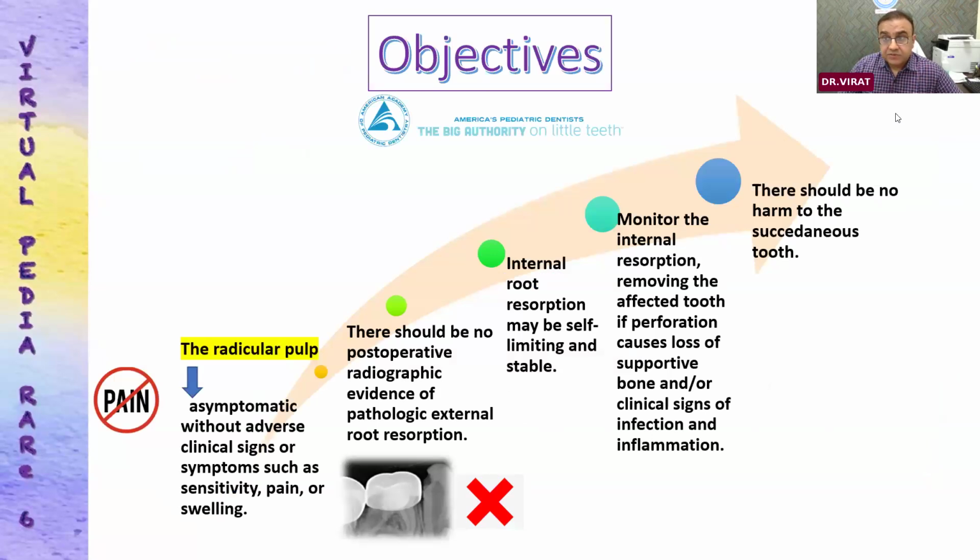AAPD laid down the objectives of pulpotomy, in which the first objective is the radicular pulp should be asymptomatic without adverse clinical signs or symptoms such as sensitivity, pain, or swelling. There should be no post-operative radiographic evidence of pathological external root resorption or internal root resorption, and there should be no harm to the succedaneous tooth.